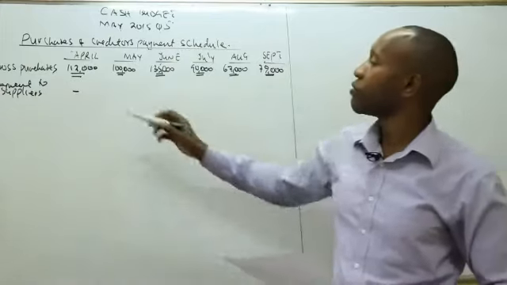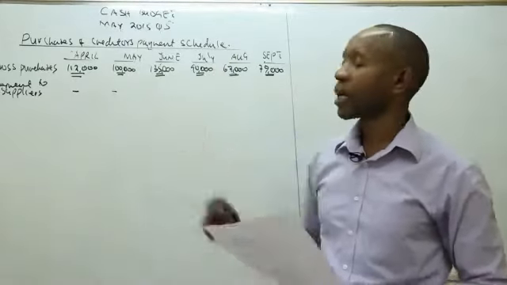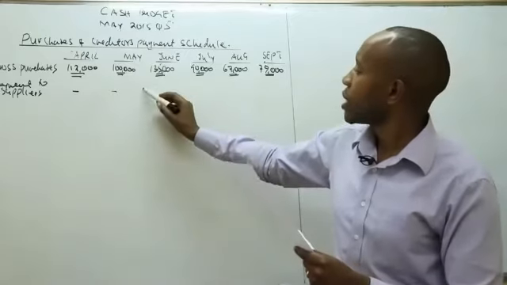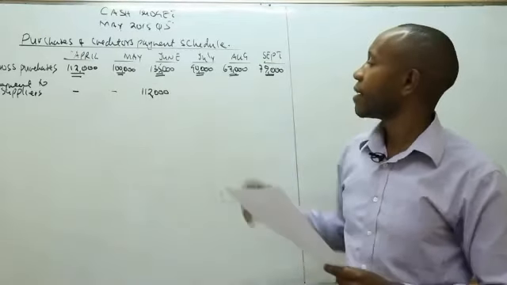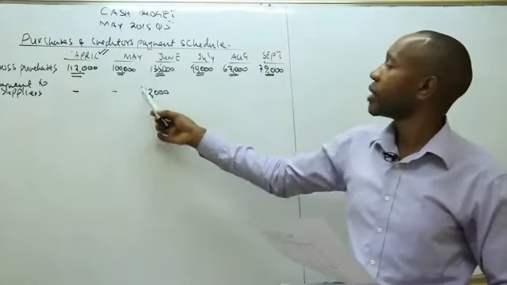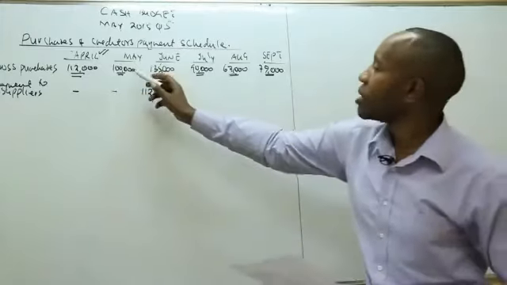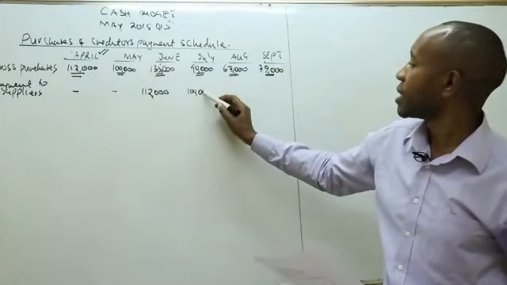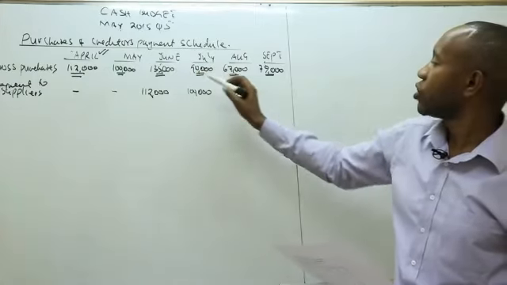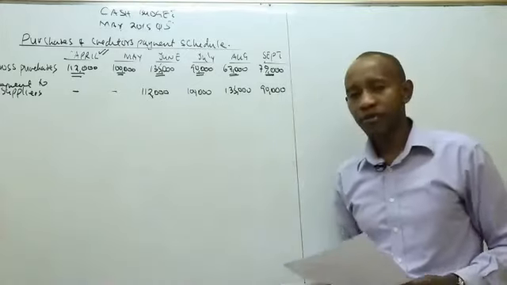So we say count from April. If we made purchases in April, then count 2 months and you can start your payment in the month of June. So we say this will be 112,000. So the purchases that we did in April, we pay for them in June. The ones in May we pay for them here, 100,000. These ones in June, we pay for them here. And these ones in July, we pay for them here, that is 90,000. So that's how we will pay the suppliers.